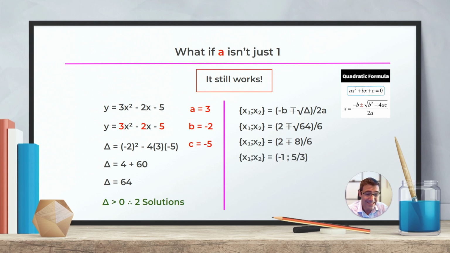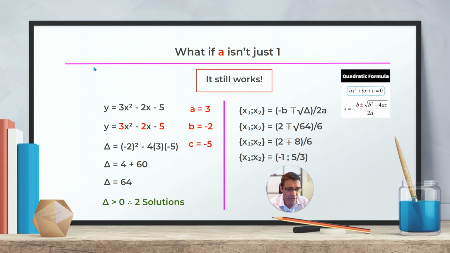And 2 minus 8 is negative 6. Negative 6 divided by 6 is negative 1. 2 plus 8 is 10. 10 divided by 6 is 10 over 6. That simplifies nicely to a fraction of 5 over 3, which is 1.6 recurring.